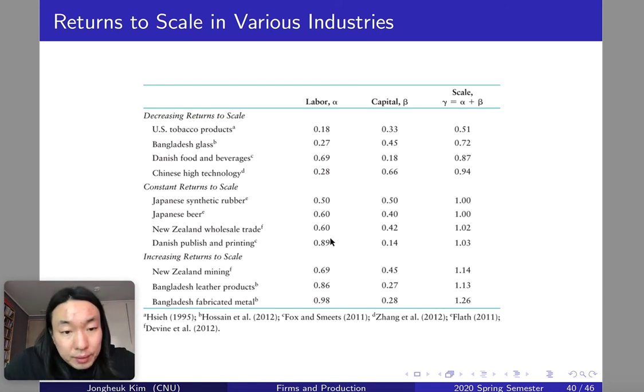But anyway, the interesting thing is that in the Japanese beer industry, the labor income share is 60% and the capital income share is 40%. So the alpha and beta, the summation of those two ratios, is exactly equal to 1. So Japan's beer industry is a good example of constant returns to scale.